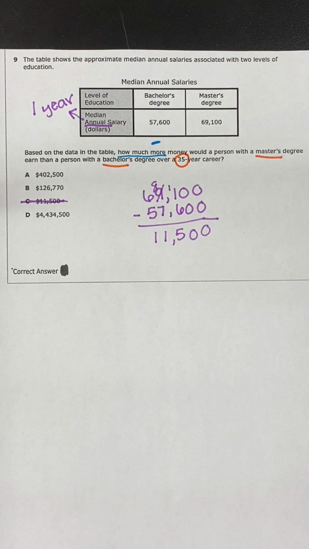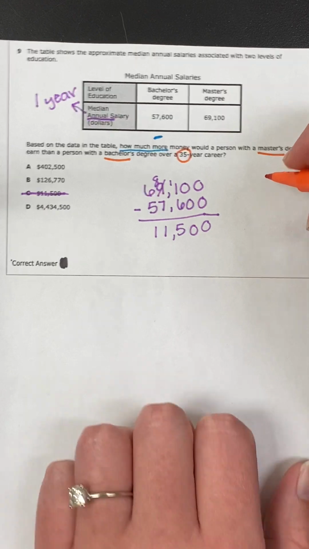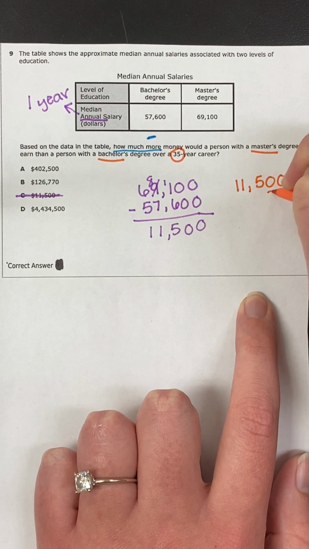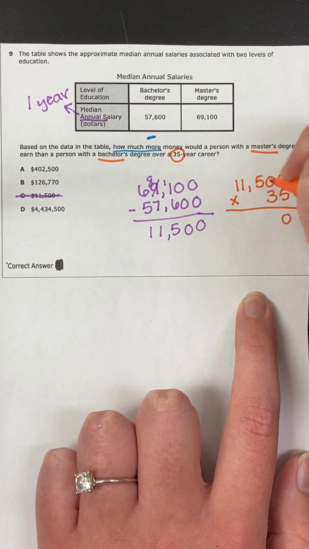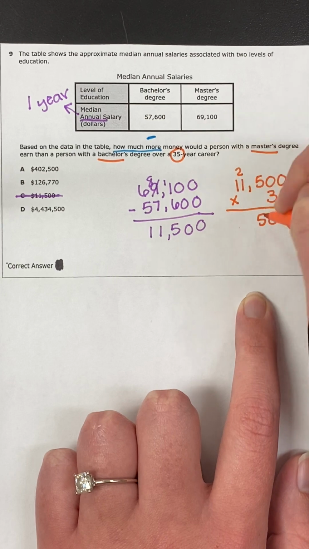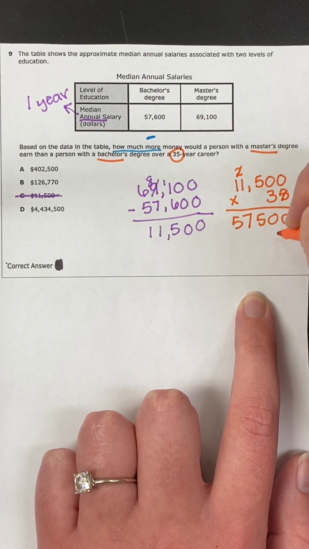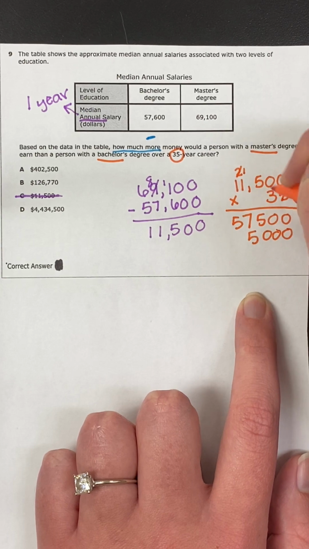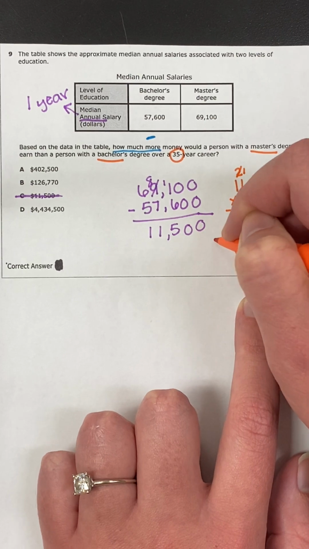So now, since that's 1 year, we need to take this 11,500 and multiply it by 35. So I'm going to do that over here, 11,500, and I'm going to multiply that by 35. So 5 times 0, 5 times 0, 5 times 5. 5 times 1 plus 2 is 7. 5 times 1 is 5. Drop my 0. I got a 0, a 0. 3 times 5 is 15. 3 times 1 is 3 plus 1 is 4. And 3 times 1 is 3.